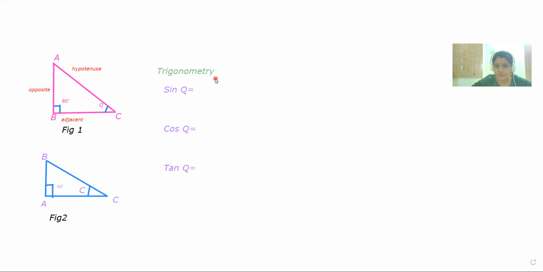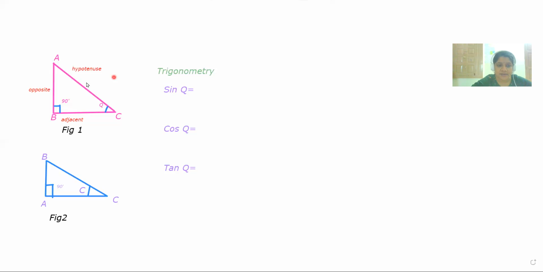The second half of the word, metry, means measurement. It's derived from Greek. The basic word is called metron, which means measurement. So the word trigonometry stands basically for the measurement of sides and angles of a triangle.